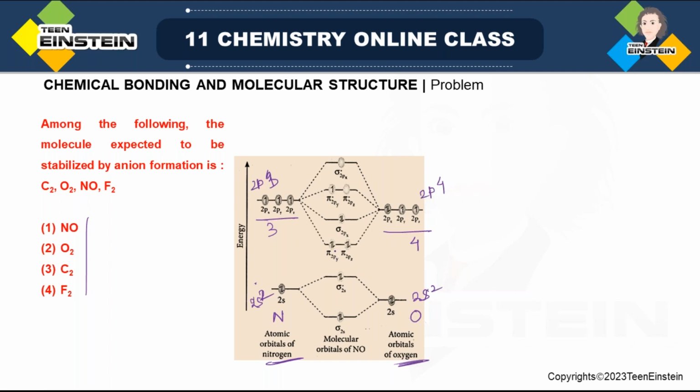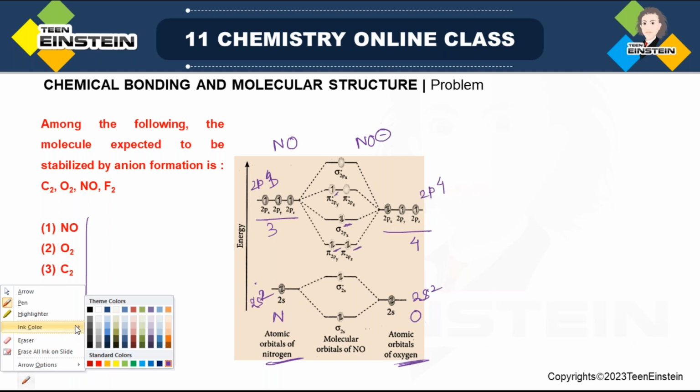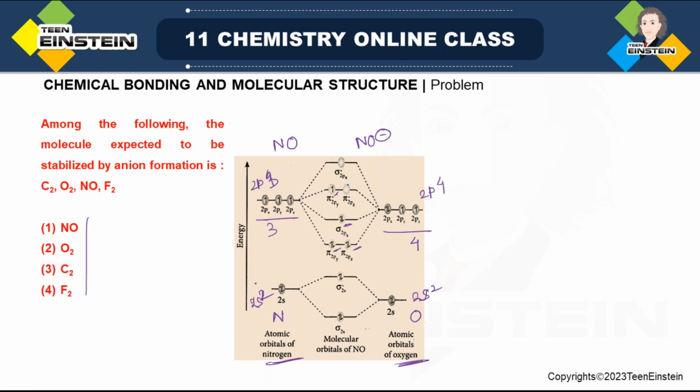How are we placing it? Here maximum capacity 4, then 2. That means 6 electrons we are done. 1 more electron is present in pi star 2py or 2pz, whatever. Now this is for NO, but if you consider NO minus, there will be 1 electron extra, isn't it? So this 1 electron extra you will place.